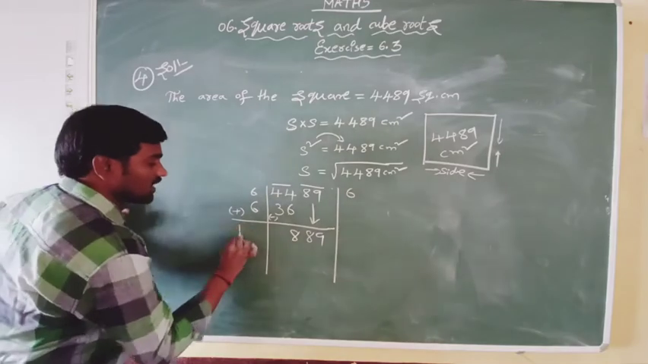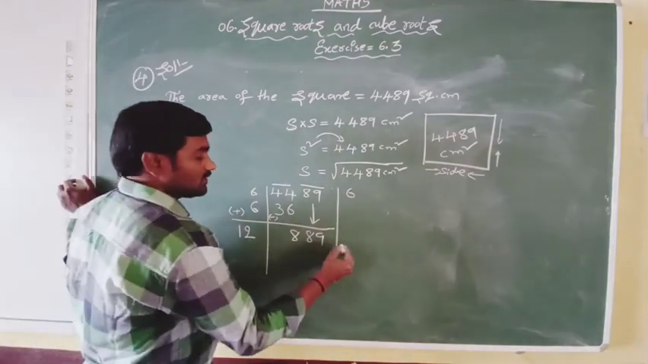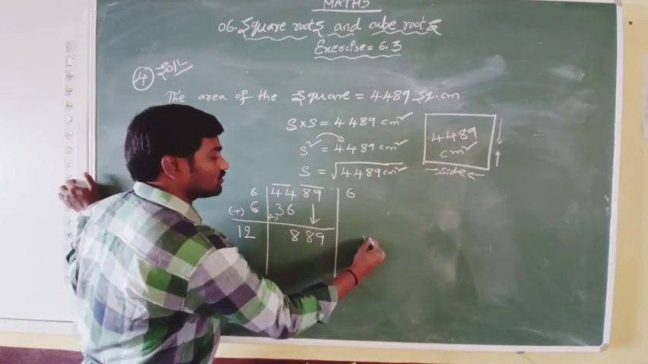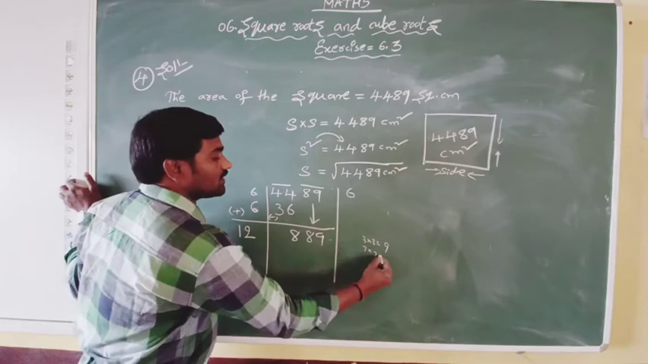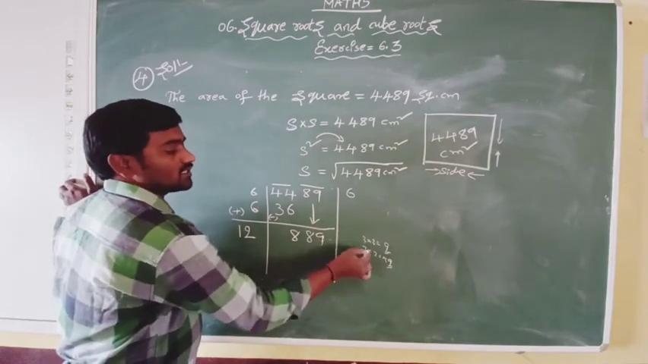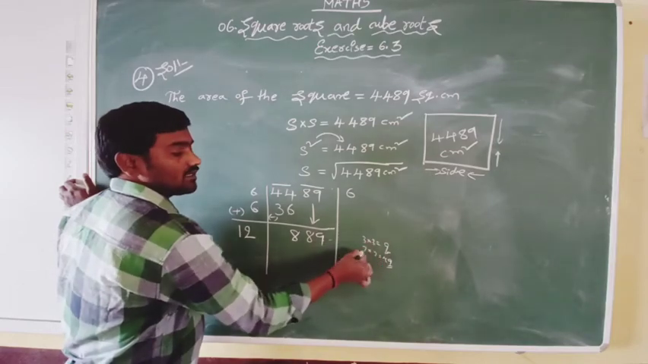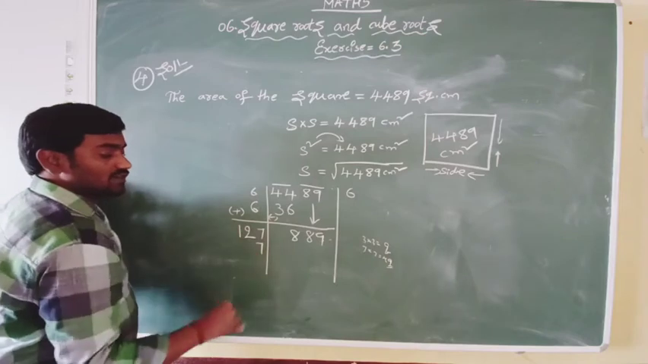And here 6 plus 6 is 12. Then what should come here? Either we can use 3, since 3 into 3 is 9 in the last digit, or 7, since 7 into 7 is 49. So here we get a 9 only in these two cases. When you multiply 3 by 3 it is 9, 7 by 7 is 49. You will get it in these two cases only. I will use 7 now.